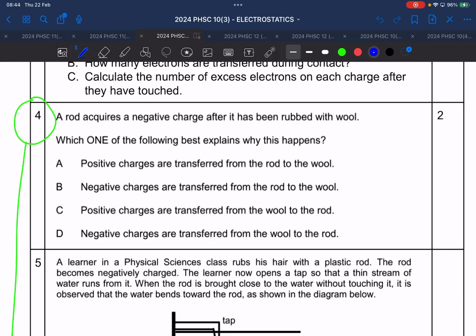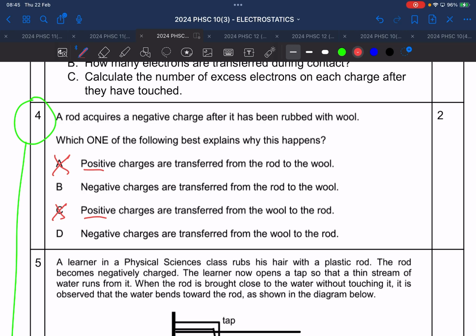Which one of the following best explains why this happens? Caesar, let's start with you today. Which one did you say? Okay. So before we get to his answer, can positive things move? No. So immediately we can scratch out A and C. All right. Now he said B.